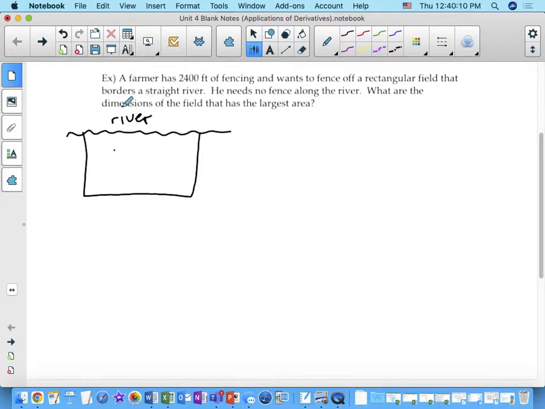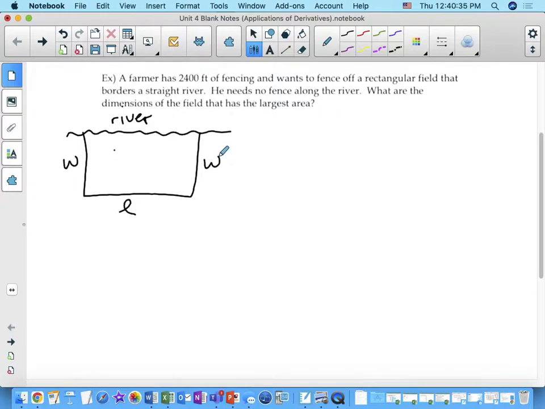And so you have this river here, and then the rest of this is all fencing. Okay, so this is a rectangle. A rectangle has two dimensions. It's got a length and a width. And this is also the width. Okay, so now that we've got these two dimensions, length and width, we want to try and come up with a relationship between the two variables.